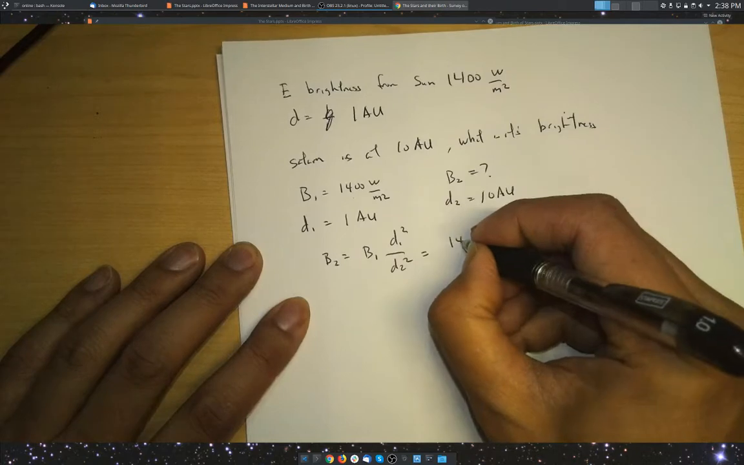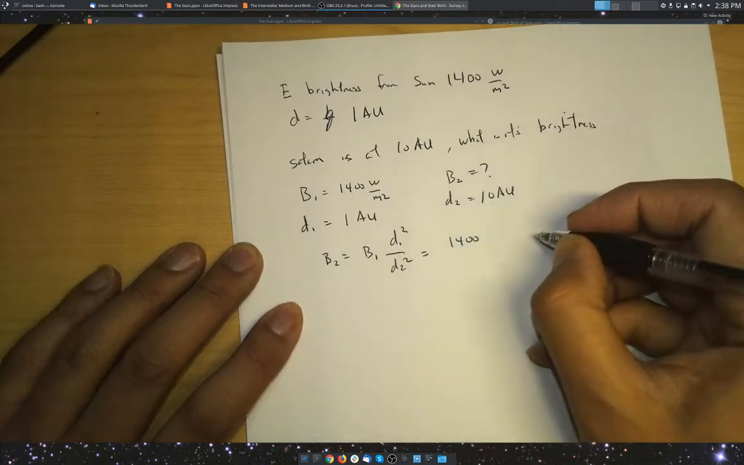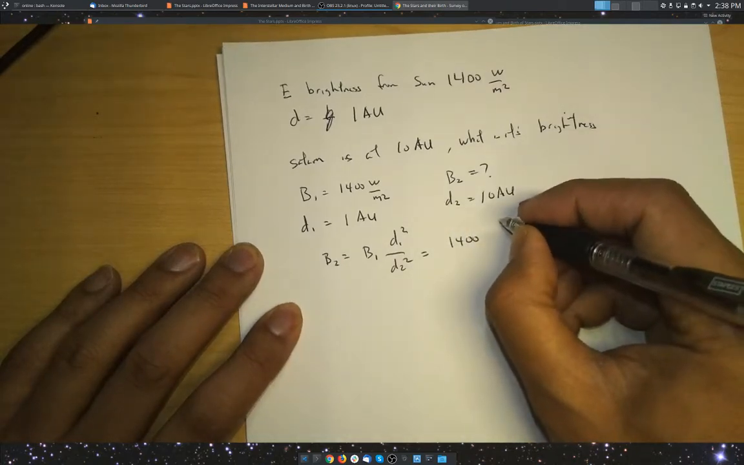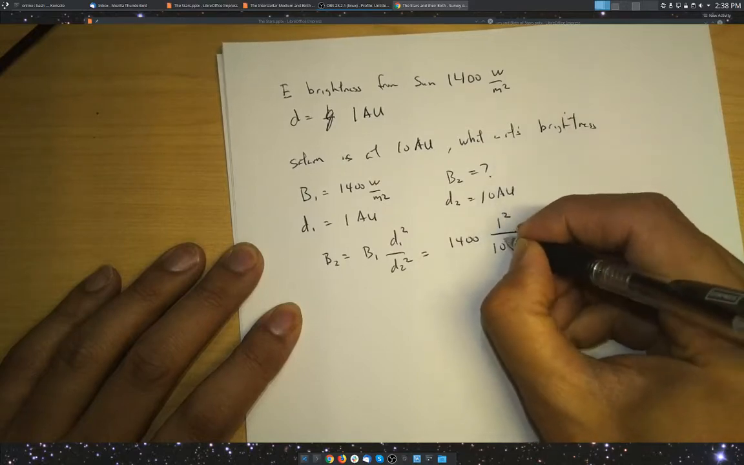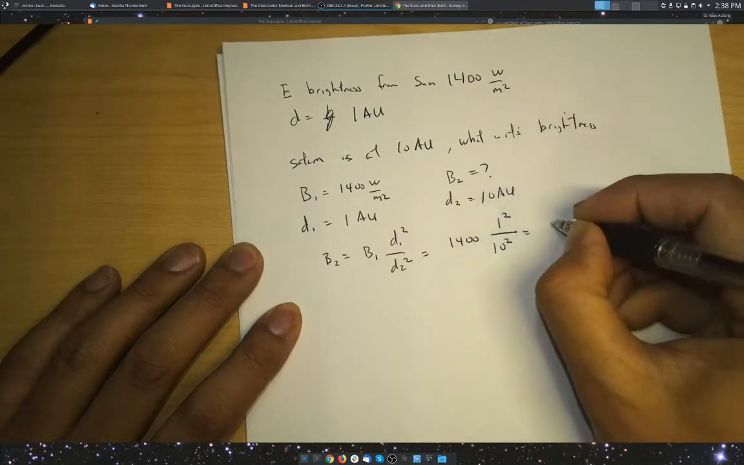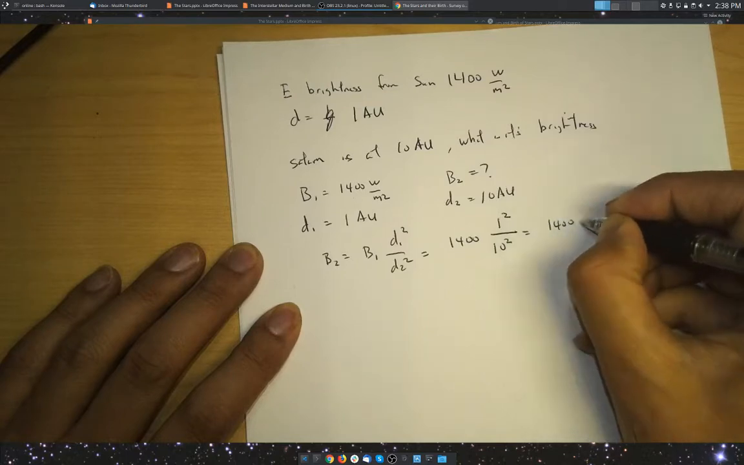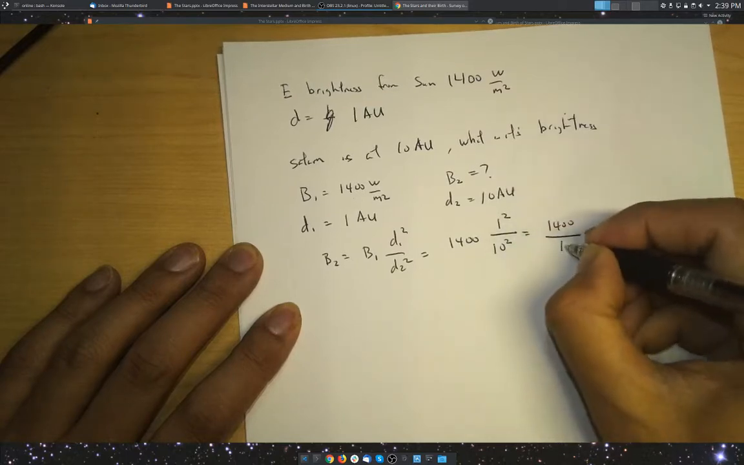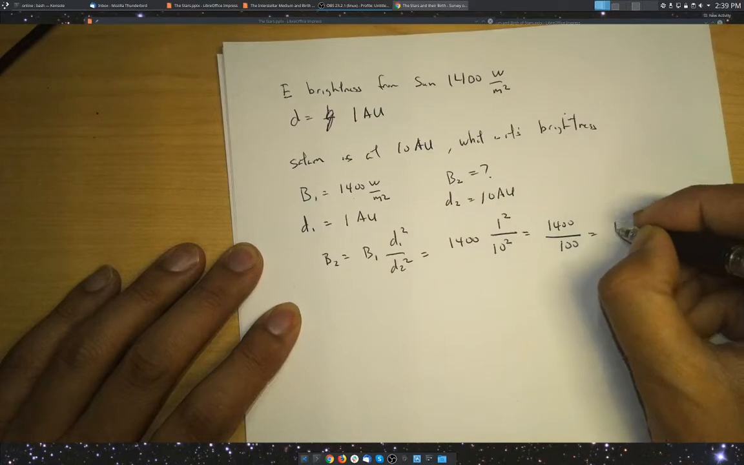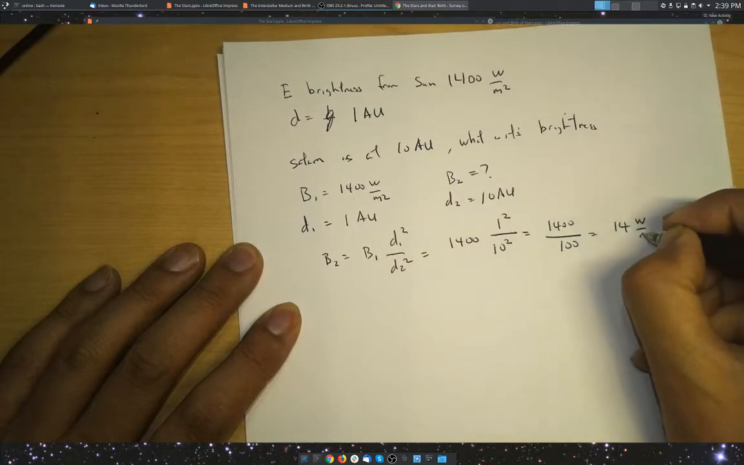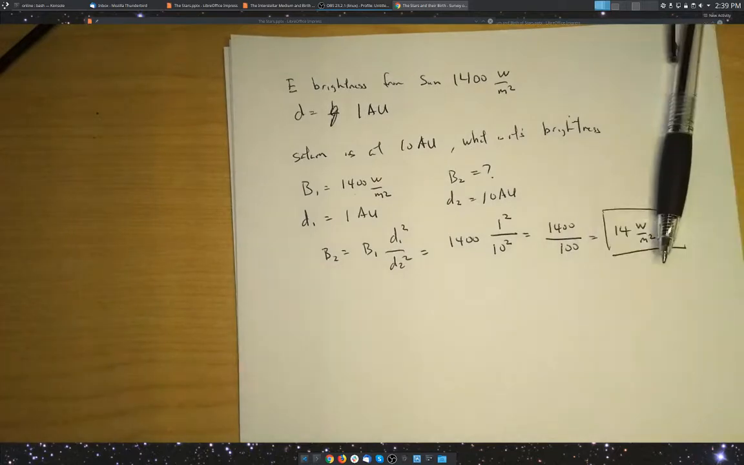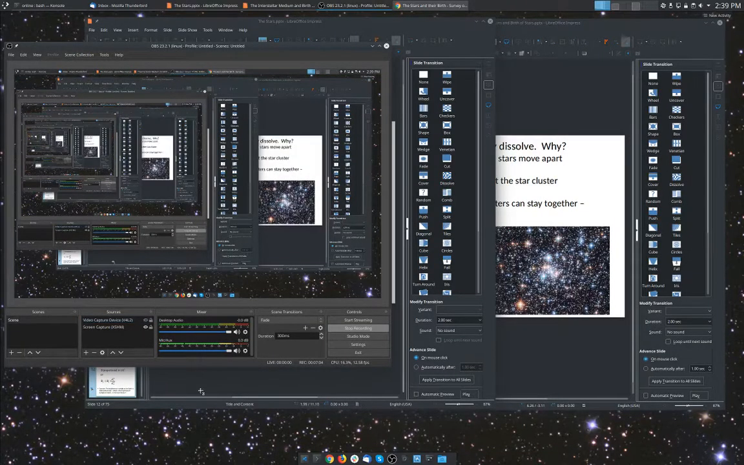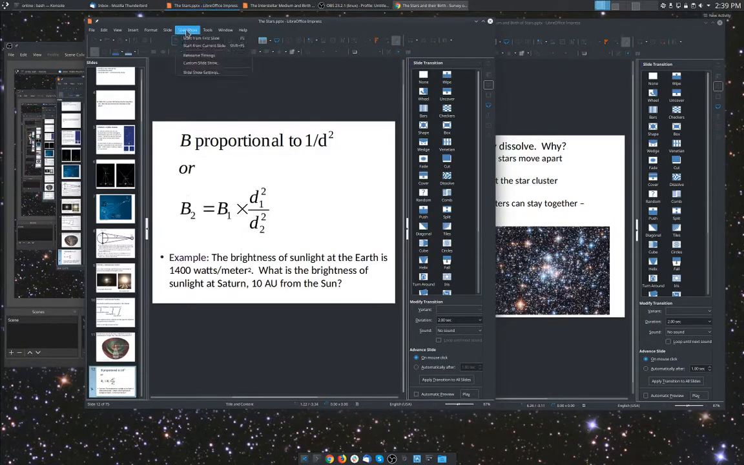This is 1400. This one is basically 1 squared divided by 10 squared. It's basically 1400 divided by 10 squared, which is 100. So that's basically 14 watts per meter squared. And there is our answer right there. Okay, all right. So let's go back.